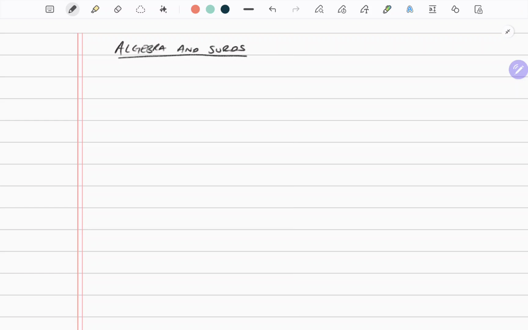Here we will look at some of the familiar algebra rules and how they would apply to surds as well. So let's start with multiplication. Let's look at the rule first. The square root of x and y is the same as the square root of x multiplied by the square root of y, which is the same as square root x, square root y.